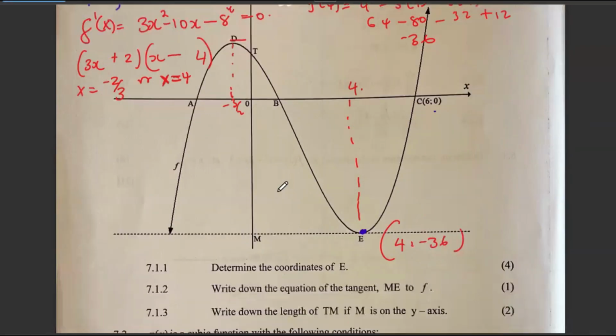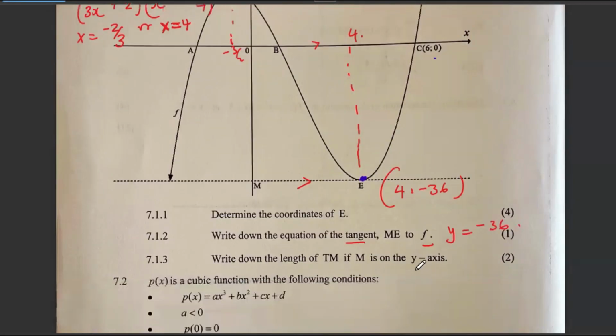Okay, then write down the equation of the tangent, ME, to the graph of f. So this is a horizontal line that is parallel to the x-axis, meaning that our y should be equivalent to negative 36. It's more like an asymptote for the hyperbolas.